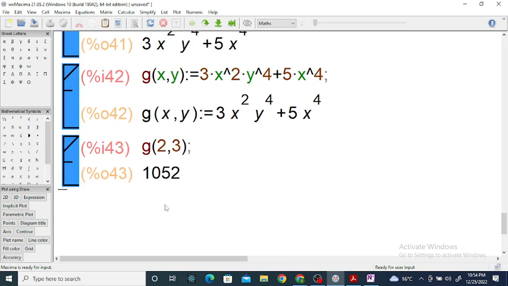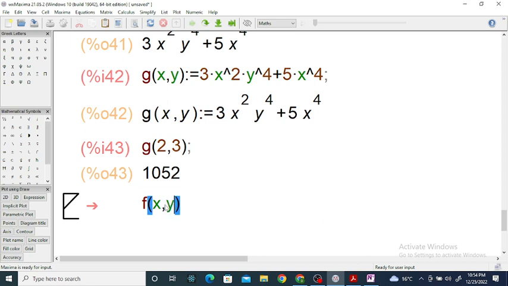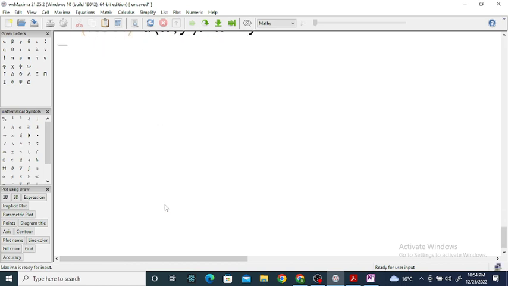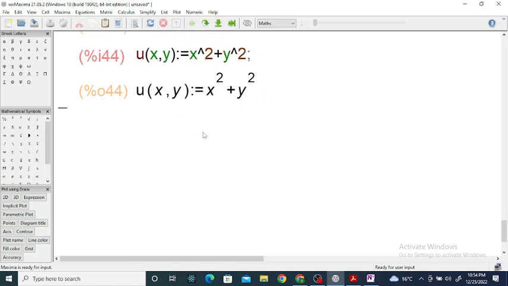So how to determine this using Maxima software? Again, we consider u of xy equal to x square plus y square, and this is the given function u of xy. Now I am writing the partial derivative of u with respect to x. To find a partial derivative, I write diff of u of xy with respect to x, order 2. I am going to assign this to uxx.